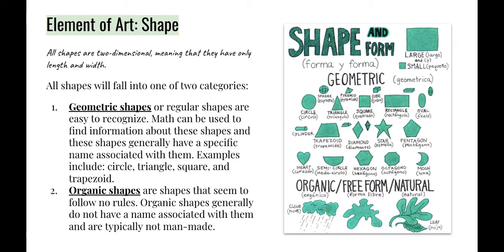Our next element of art for our next panel is going to be shape. All shapes are two-dimensional, meaning that they only have a length and a width. They are flat. There are two different types of shapes: geometric shapes and organic shapes. Geometric shapes are these regular shapes that we recognize in math, such as circles, triangles, squares, rectangles, ovals. Organic shapes are those free form natural shapes that we notice but we don't have a name for.